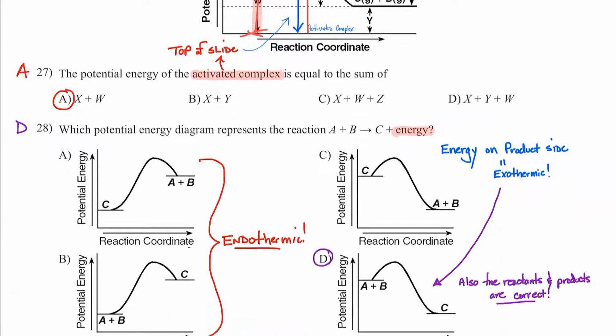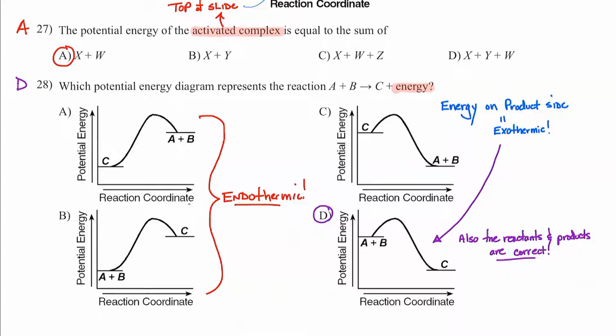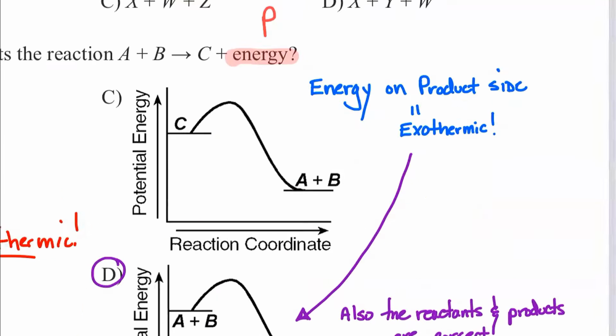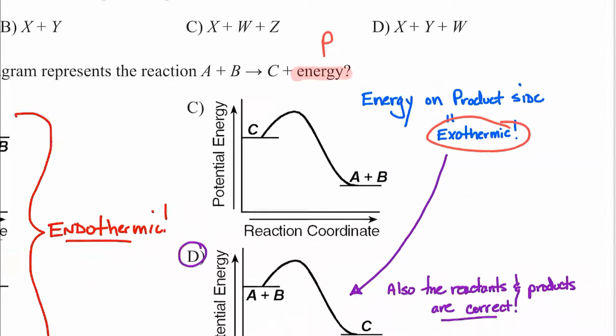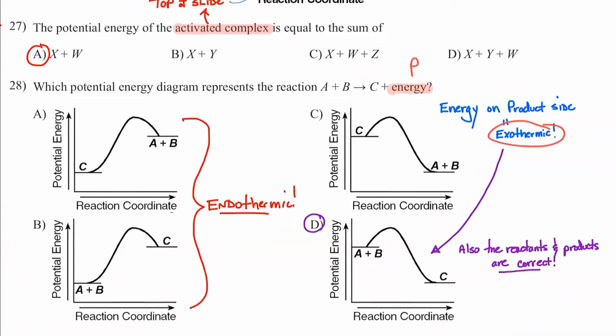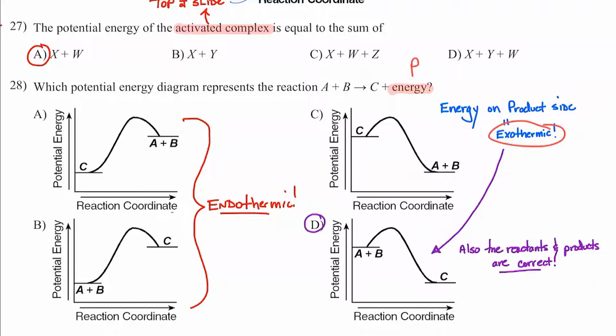Okay, which potential energy diagram represents the reaction A plus B goes to C plus energy? Energy is on the product side. You're producing it. You're releasing it. It is exothermic. So I'm looking for a curve to go downward. A and B are going upward. Wrong choices for A and B. They're endothermic. Okay, so these two are not going to work.